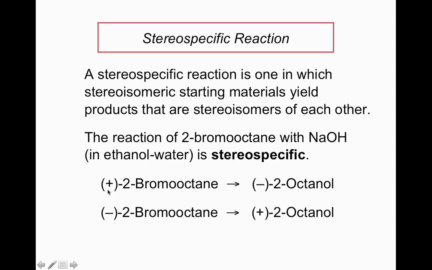So for example, if we start with plus 2-bromooctane and we react it with hydroxide anion in an SN2 reaction, we produce minus 2-octanol. If we start with minus 2-bromooctane, we will produce plus 2-octanol. We get the opposite rotation of light due to stereochemical inversion.